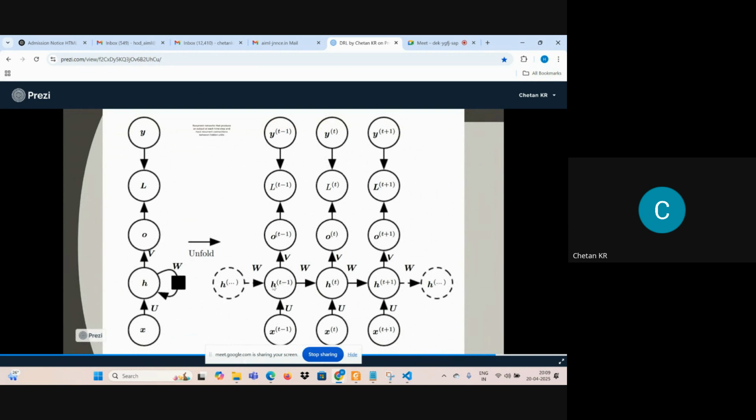Ot minus 1 is produced at time t minus 1. Ot is produced at time t. Ot plus 1 is produced at t plus 1. At every time instant, some output is produced. Best examples are chatbots and virtual assistants. For every question, some answer will come. Even in language translation, something is going to come every time. So at every step, some output is produced.